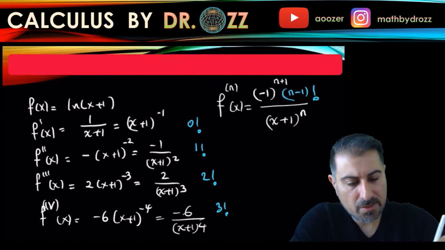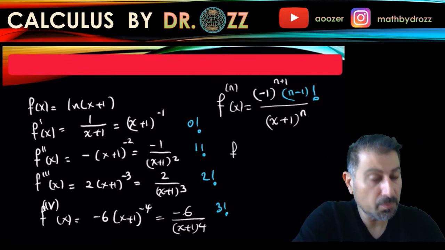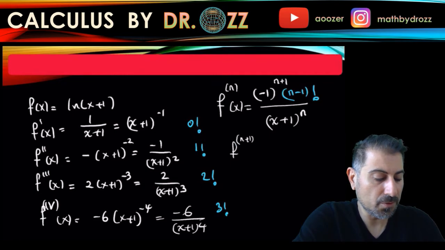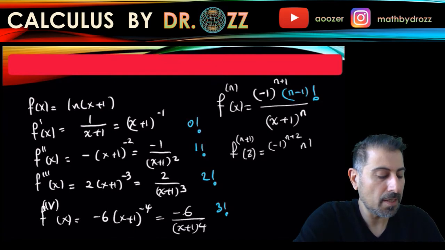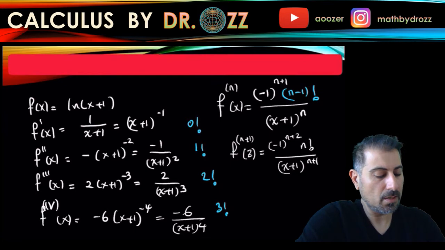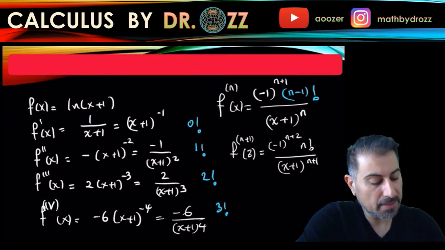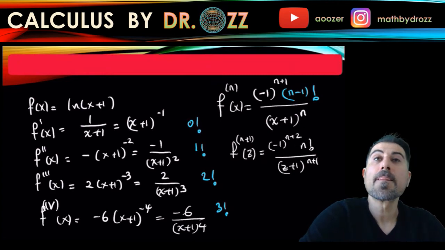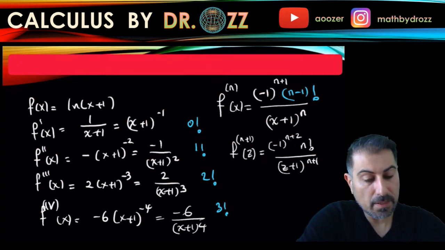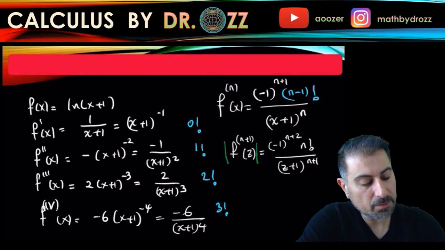And we need to write the n plus first derivative evaluated at z. Okay, here we go. Minus 1 to the n plus 2, n factorial, over (x+1) to the power of n plus 1, but x is z. So let me just change that. Okay. So now we will try to estimate this quantity here.